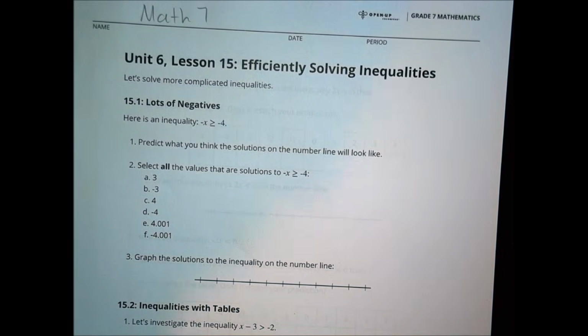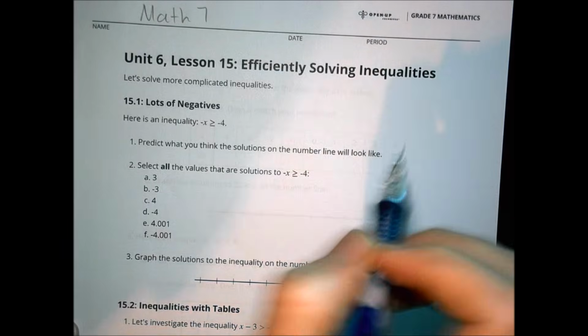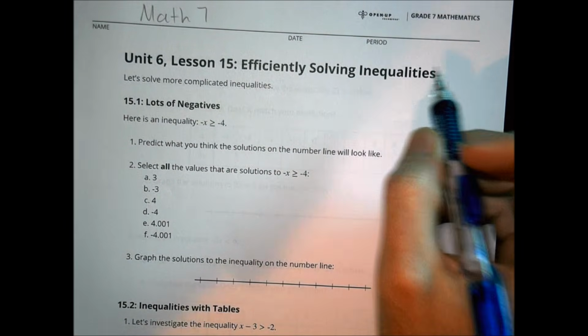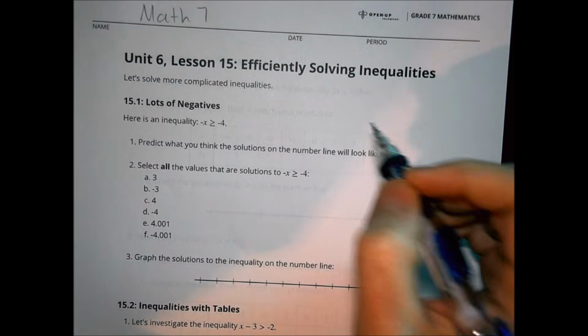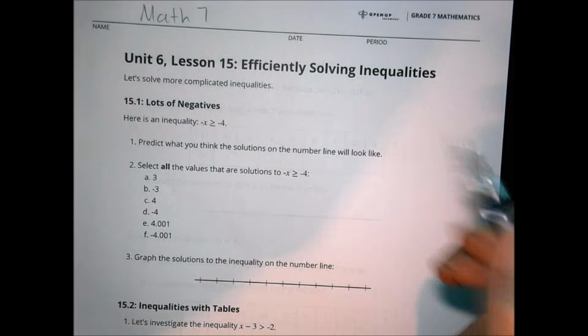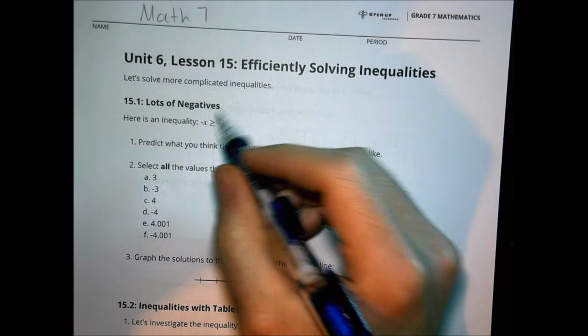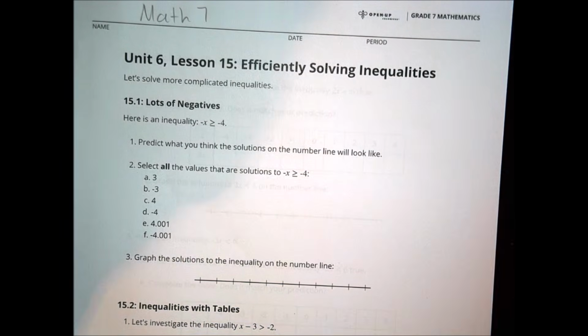Hey, this is Math 7, Unit 6, Lesson 15, Efficiently Solving Inequalities. As we start today's lesson, it's a little bit longer than normal, sorry about that, but it's just a little more complicated in what we're doing today, to help you understand the reasons why it works the way it does when we start talking about inequalities and what happens with the direction of the inequality symbol.